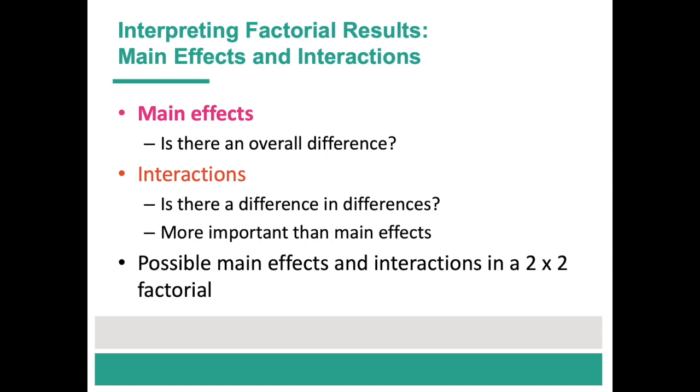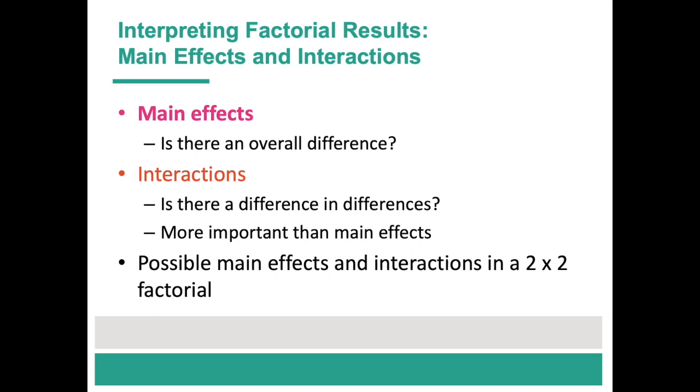So when it comes to interpreting factorial results, there's a couple ways of doing that. The first is looking at the main effects. Is there an overall difference? So we talked about this earlier on when it came to phone use and whether or not you're old or young on your braking time. So there were no interactions there, but there were main effects. There was an effect of being old or young. Older took longer to brake. And there was also an effect of phone use. People on the phone took longer to brake.